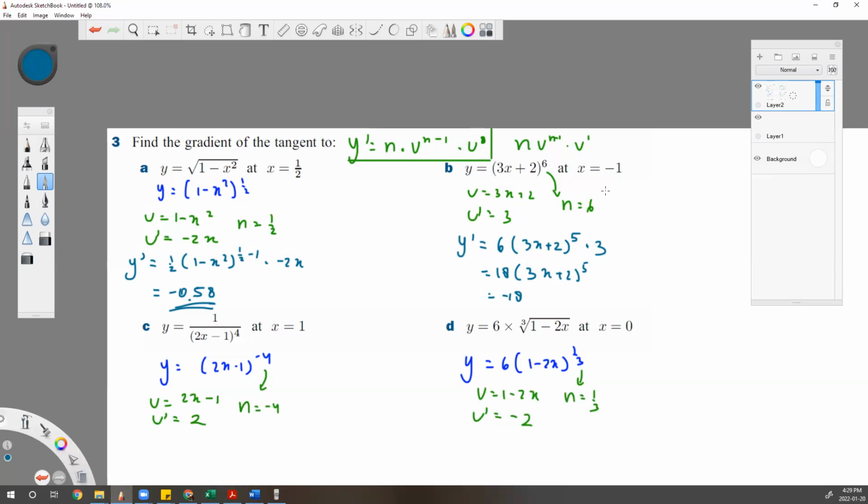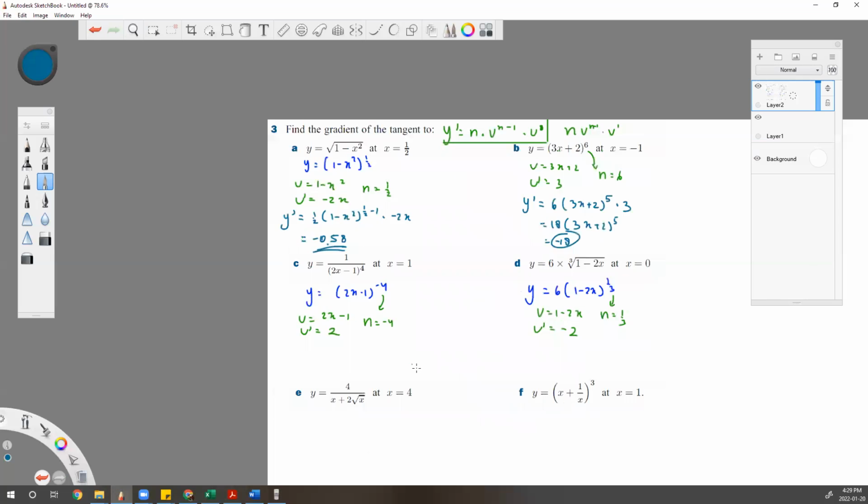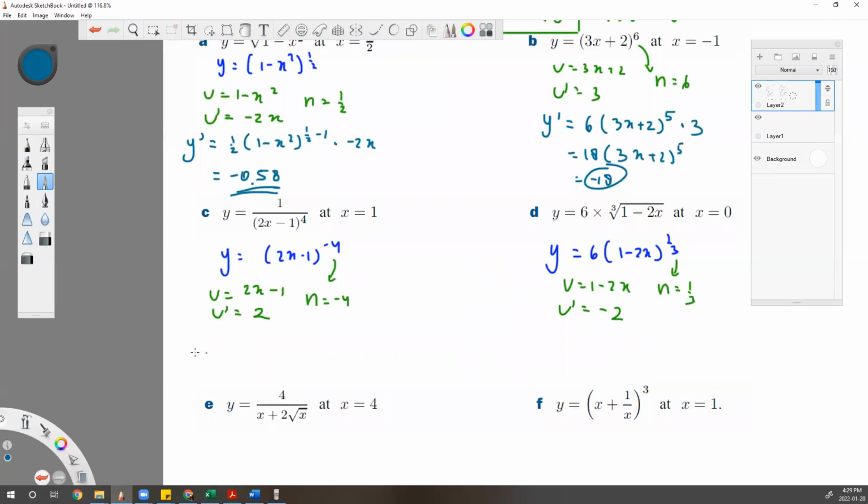Oh yeah, that's right, because x is -1. 3 times -1 is -3. -3 plus 2 is -1. -1 to the power 5 is -1. So you don't have to use a calculator to solve this.